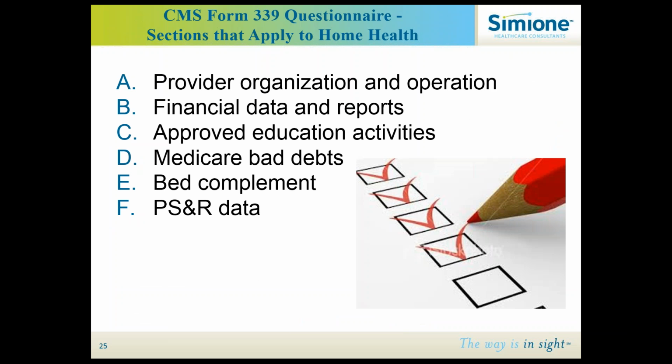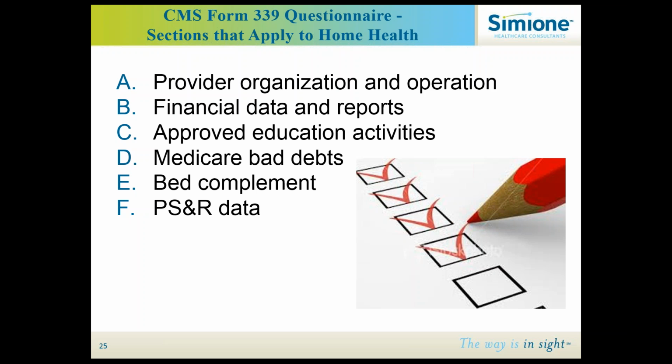Now the 339 has many questions, many exhibits, and let's cut to the chase. There are only 6 sections that pertain to home health per CMS directive. You could ignore the rest of it. Now the 6 sections that pertain to Medicare home health, you slice and dice that further, you'll see that not all of them really relate to you.